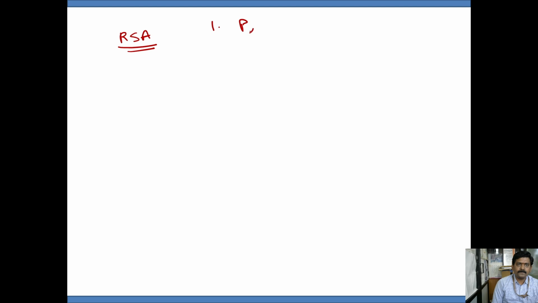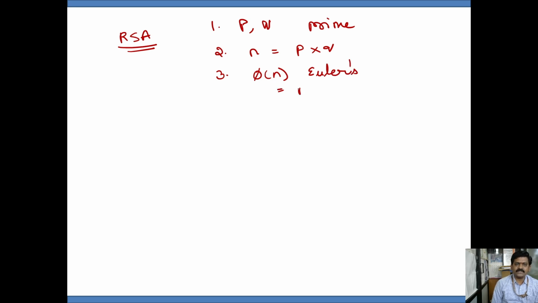Number one, p and q, which are prime numbers. Then we have the product of these prime numbers, which is n. Then in the next step of RSA, we calculate Euler's totient value of n, which is psi of n, which is further calculated as (p minus 1) into (q minus 1).